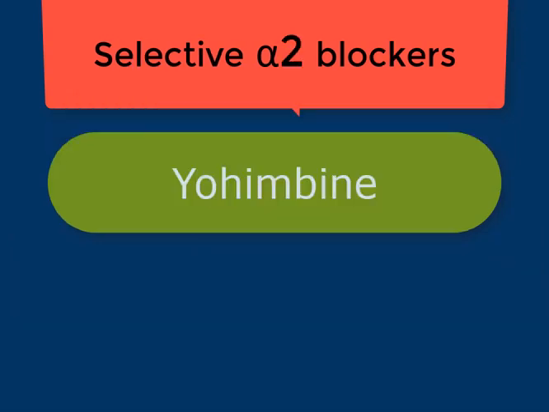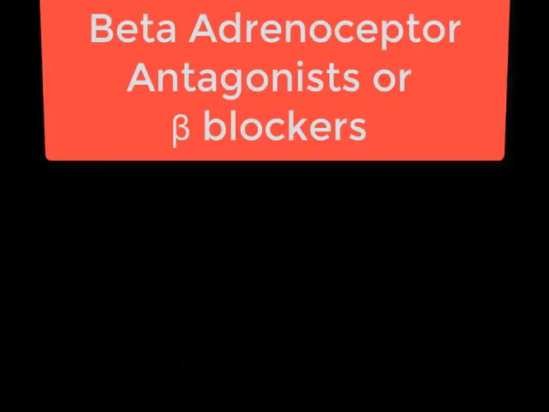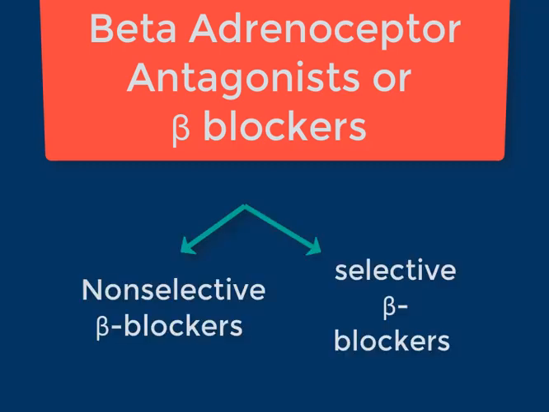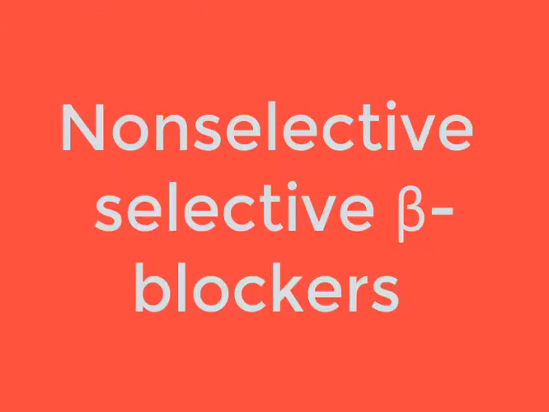Alpha-2 selective antagonist. Yohimbine, an indole alkaloid, is an alpha-2 selective antagonist. It has no established clinical use. Beta-adrenoceptor antagonists, or beta blockers, are further classified as non-selective or selective.